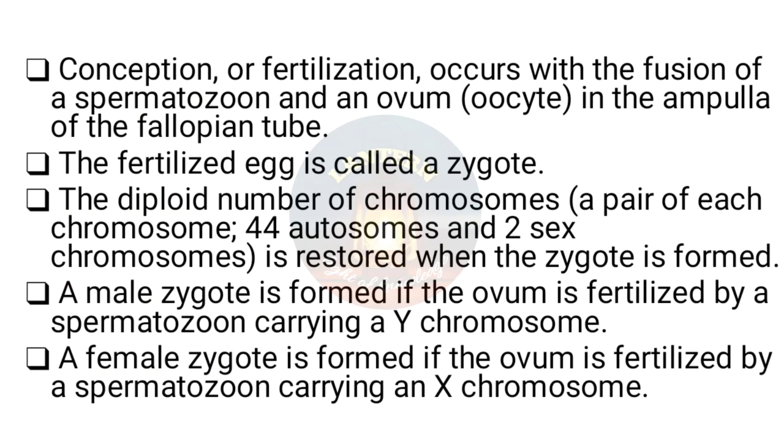Conception or fertilization occurs with the fusion of a spermatozoon and an ovum or oocyte in the ampulla of the fallopian tube. The fertilized egg is called a zygote. The diploid number of chromosomes, a pair of each chromosome, 44 autosomes and 2 sex chromosomes, is restored when the zygote is formed. A male zygote is formed if the ovum is fertilized by a spermatozoon carrying a Y chromosome. A female zygote is formed if the ovum is fertilized by a spermatozoon carrying an X chromosome.